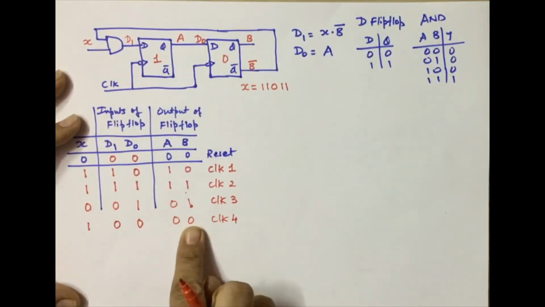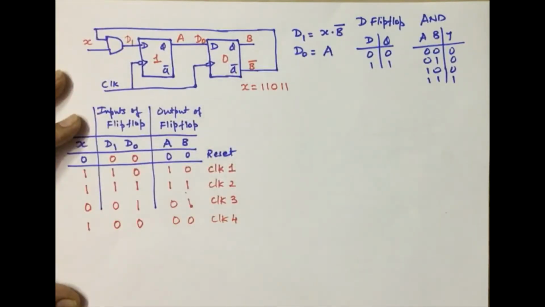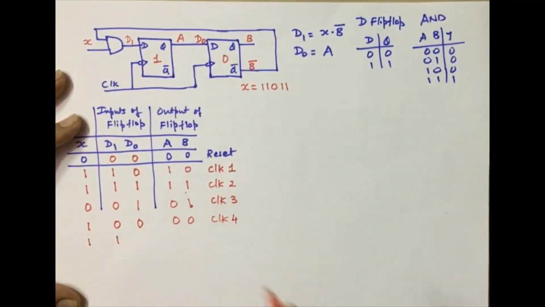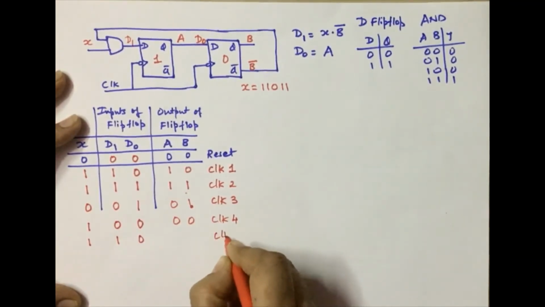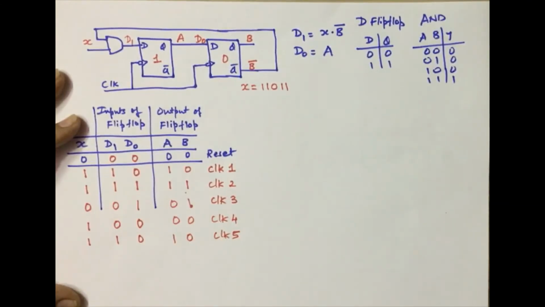This 0 will now change the input to the AND gate to 1. New X is also 1. So D1 will be 1 before clock 5. D0 will be 0 before clock 5. So whenever the new clock is applied, this 1 0 will transfer over here.